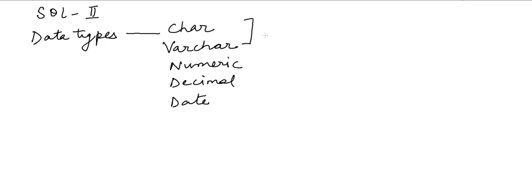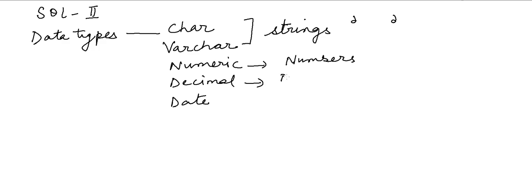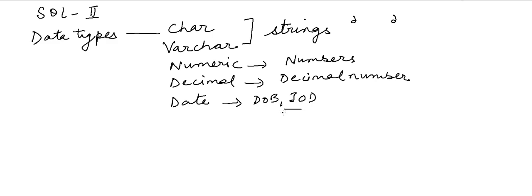Char and varchar are used for accepting strings. Anything which we accept in these two has to be given in quotes. Numeric is for simple numbers with no decimal point. In case a decimal point is required, decimal is used for storing decimal numbers. Date is for storing dates like date of birth or date of joining.